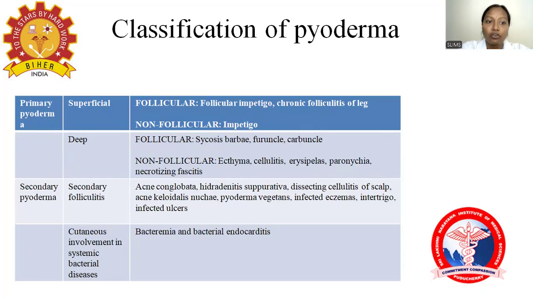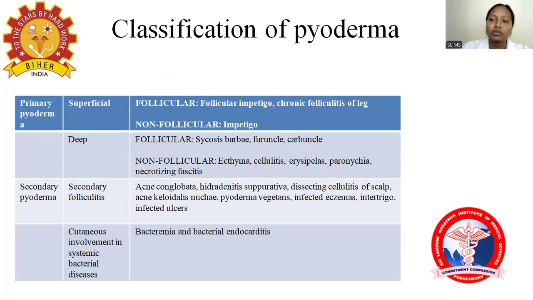Now we are going into the overall classification. Pyodermas in general are classified into primary and secondary pyodermas. Secondary pyodermas are those which are caused on pre-existing skin conditions like psoriasis or any other dermatosis. And coming to the main thing, primary pyoderma is further divided into superficial and deep. First, we are going to talk about superficial. Superficial is again divided into follicular and non-follicular.